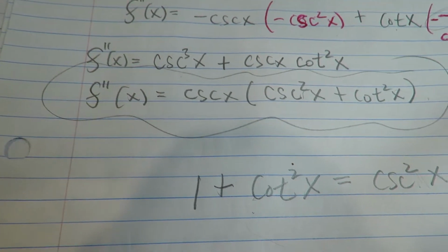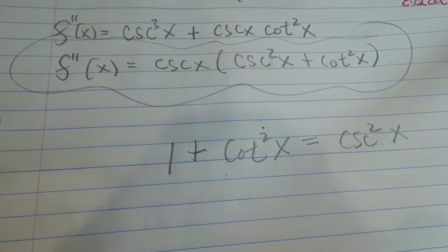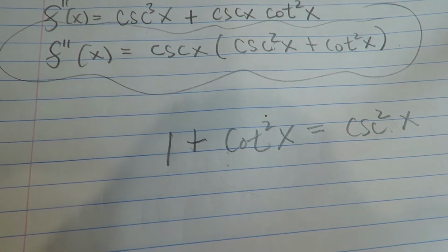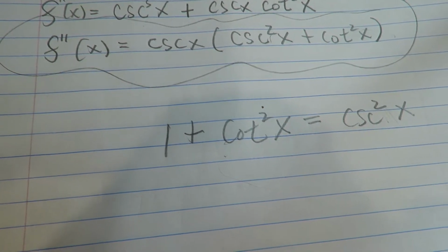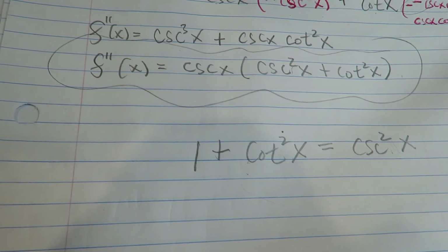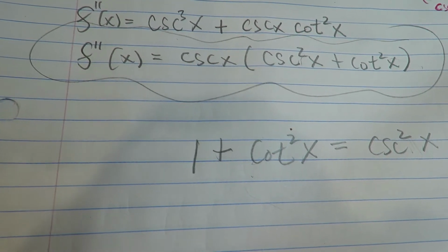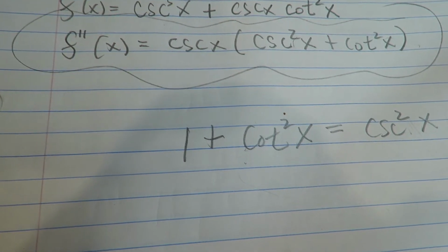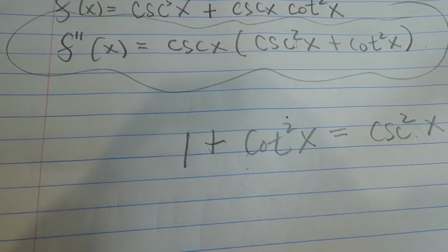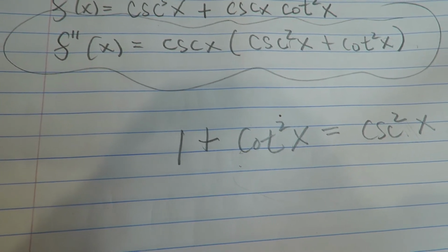If it's trigonometry and your answer doesn't match the back of the book, it's just because they tend to use identities when they simplify the answer. I would suggest using an identity if it's something simple, but if it's really fancy and a lot of steps, that's up to you whether you want to do that or not.